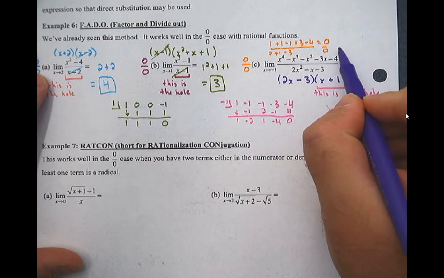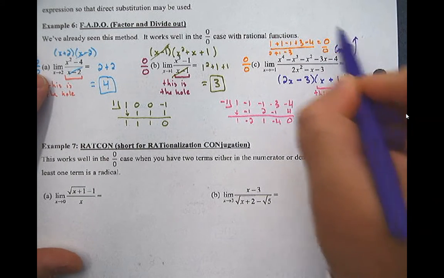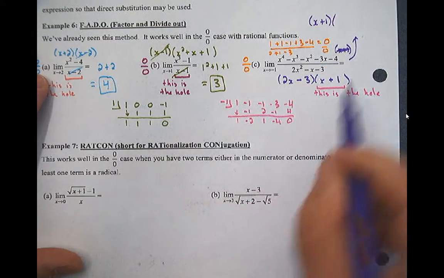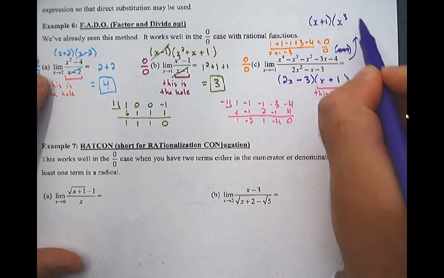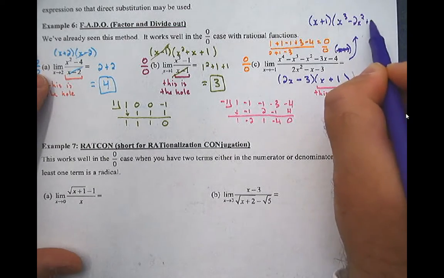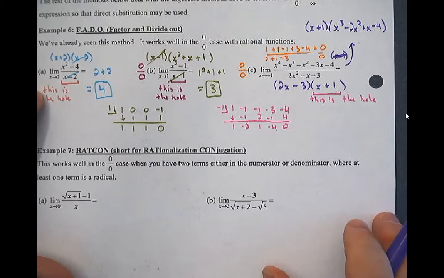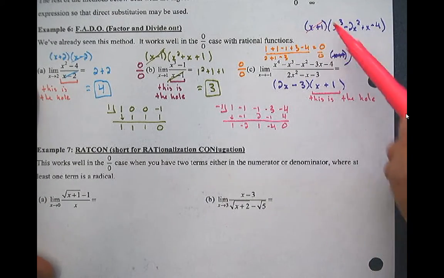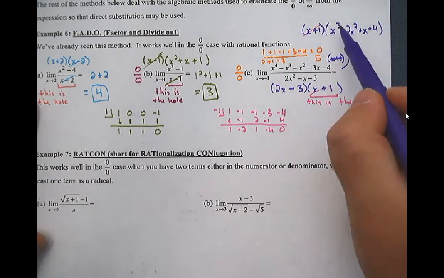So that means that my numerator now is x plus 1 times, I'm going to have to write it way up here. I know it has an x plus 1 because we just divided it in there and got a remainder of 0. This was an x to the 4th, so this would become x cubed minus 2x squared plus x, subtract 4. These guys now cancel, and I can finally direct substitute negative 1 into this.